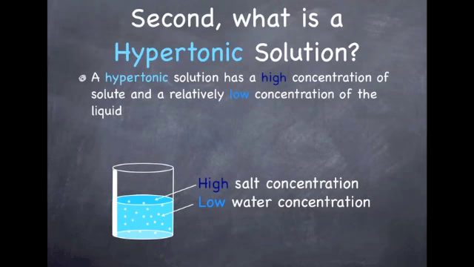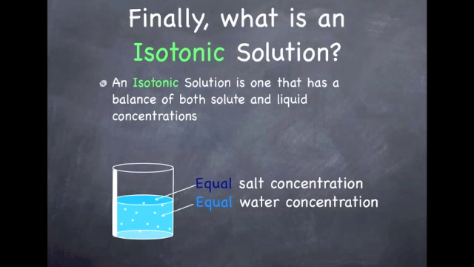Second, what is a hypertonic solution? A hypertonic solution has a high concentration of solute and a relatively low concentration of liquid. As you see in the picture below, there's a high concentration of salt and a low concentration of water, relatively compared.